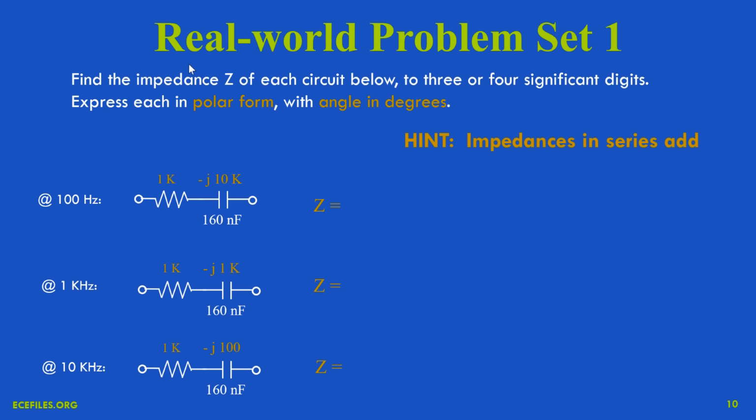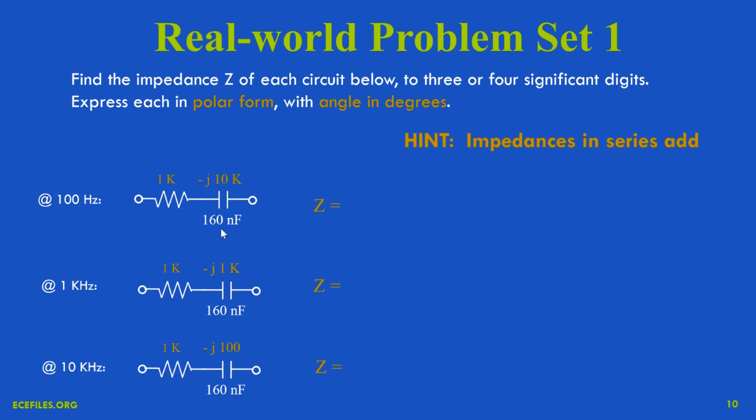But this is what I'm calling real-world problem set 1. These problems that I've written here, 3 of them, are for a very simple circuit, a resistor in series with a capacitor. And I want to know what the impedance is. And there's going to be a little bit of surprise along the way here, perhaps. First of all, the capacitor's impedance. We're going to talk about impedance in detail in a minute, but it's represented in this case as minus j10K.